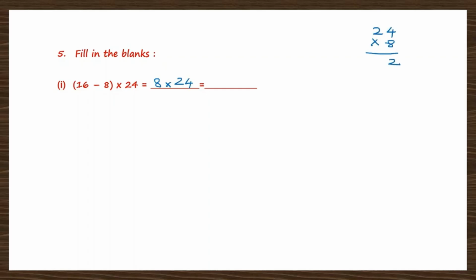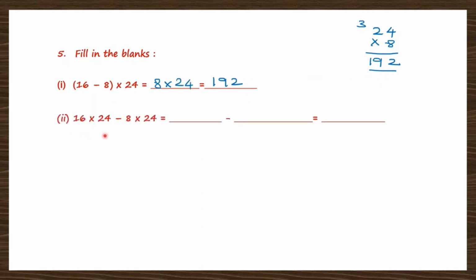8 fours are 32, carry 3. 8 twos are 16, 17, 18, 19. 192. So 8 into 24 is equal to 192. Now 16 into 24 minus 8 into 24.